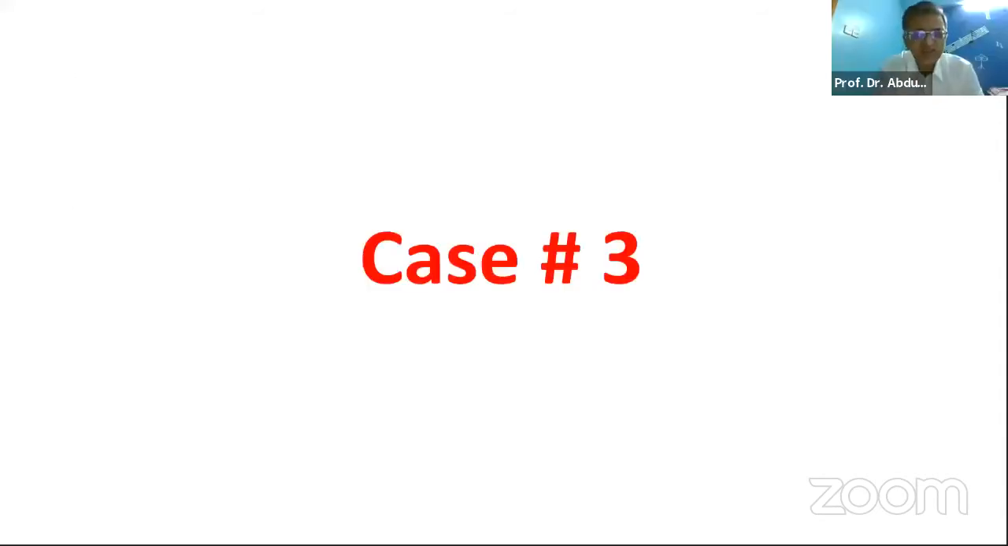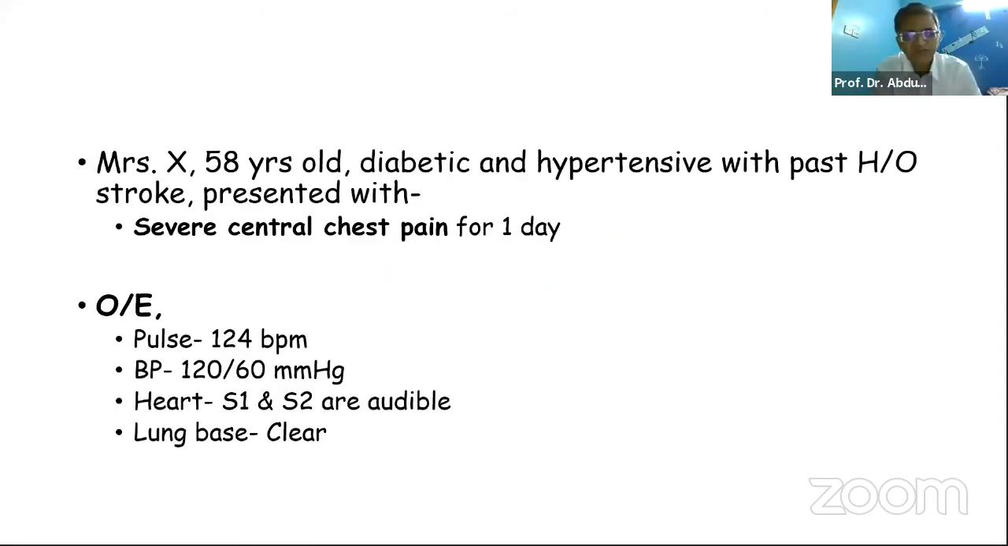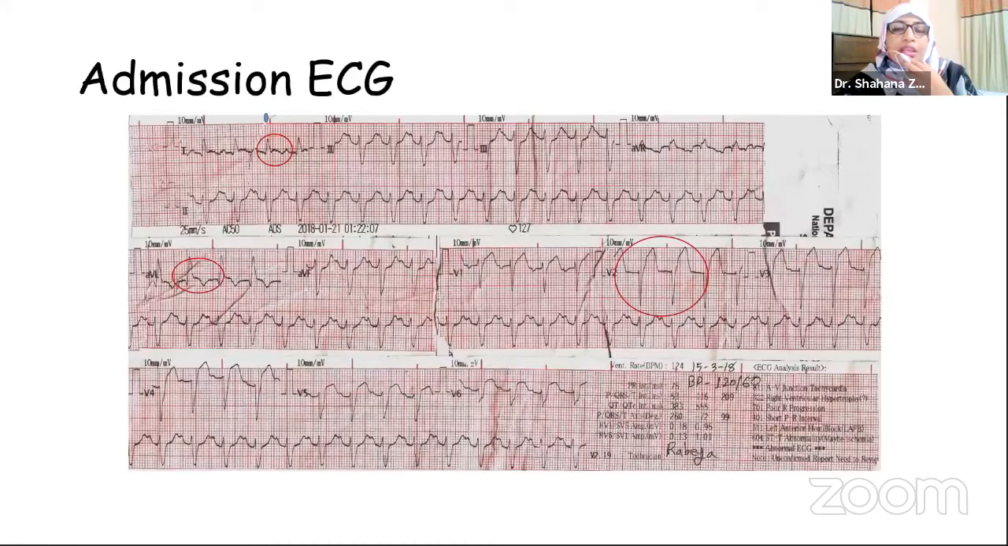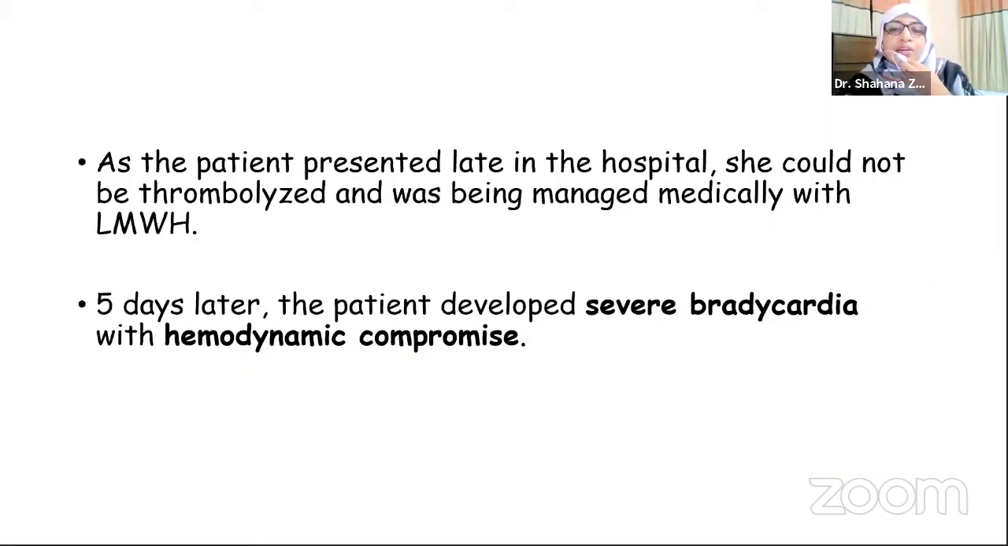Shahana, into case 3. Mrs. X, 58 years old, who is diabetic, hypertensive, and who has a history of stroke, presented with severe central chest pain for 1 day. Her pulse was 124 beats per minute, BP 120 by 60 millimeters of mercury. This was her admission ECG, which showed extensive anterior myocardial infarction with left anterior fascicular block. As the patient presented late to the hospital, she could not be thrombolyzed and was being managed medically with low molecular weight heparin and other anti-ischemic drugs.